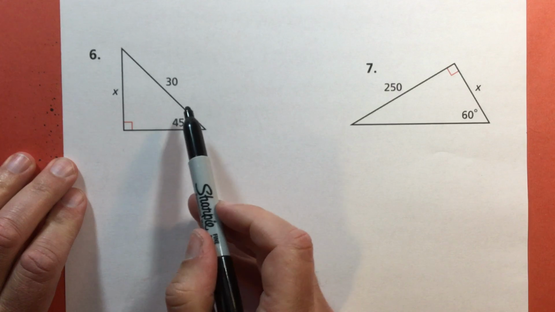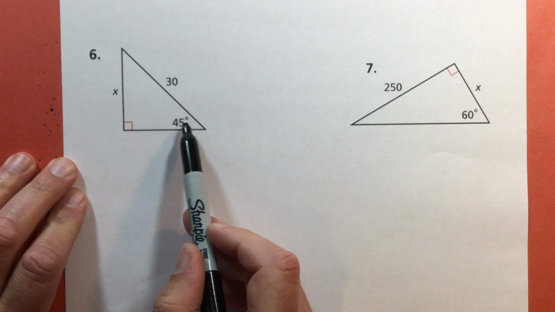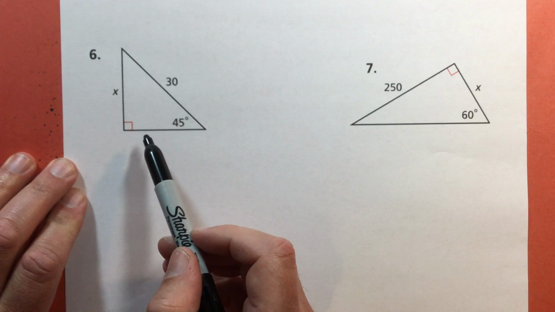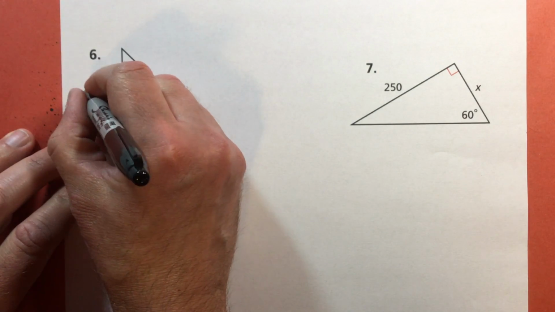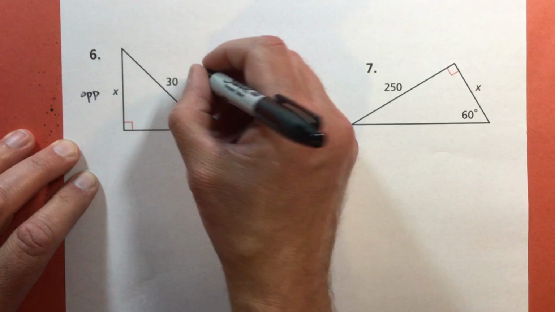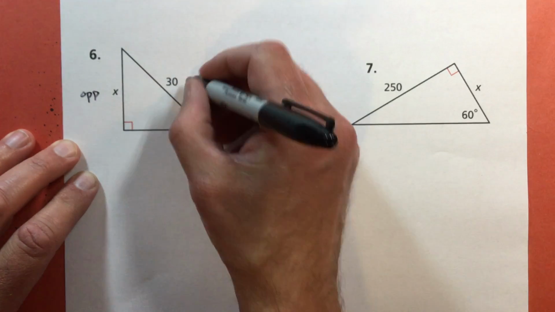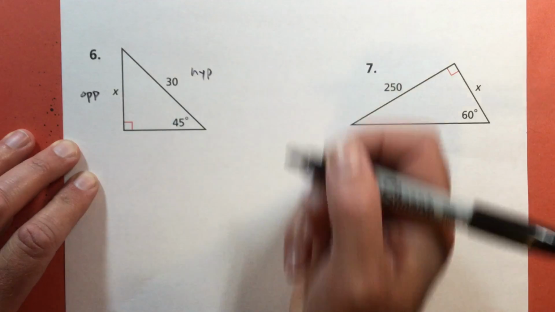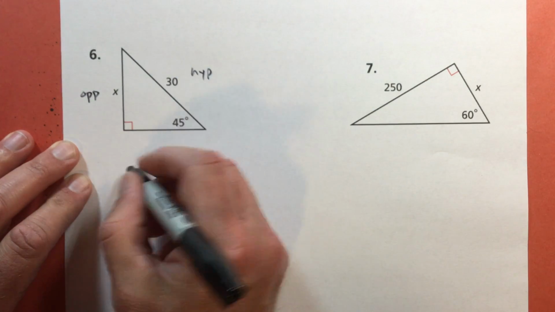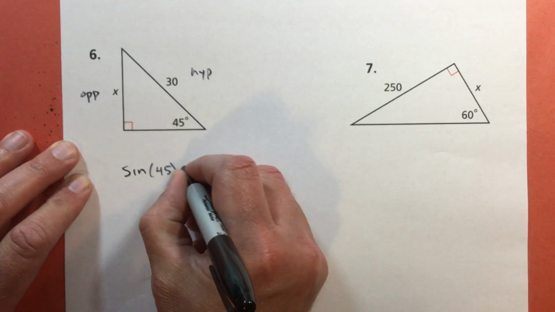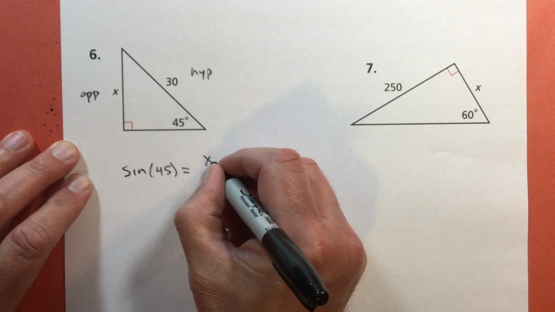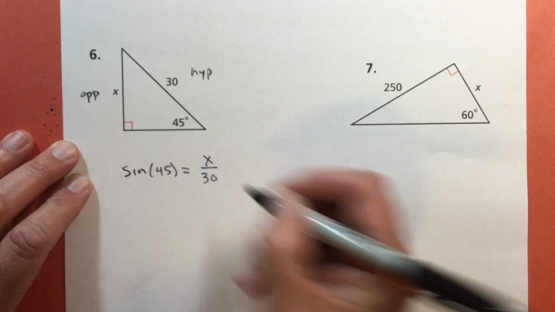All right. So here's my 45. This makes a 45, 45, 90. And I've got this side, which is opposite. And again, the 30 right here, opposite of the right angle, that makes the hypotenuse. So I'm using opposite over hypotenuse, that's sine. Sine of 45, and that's going to be x over 30.